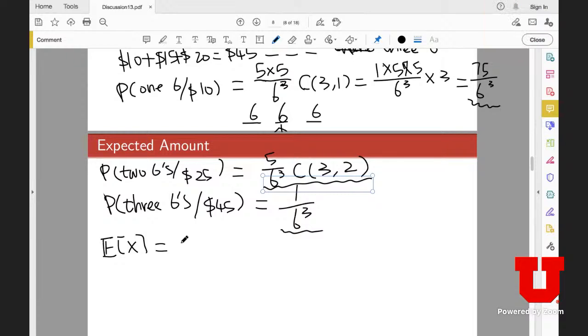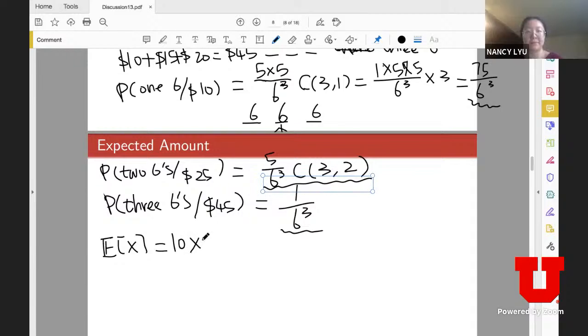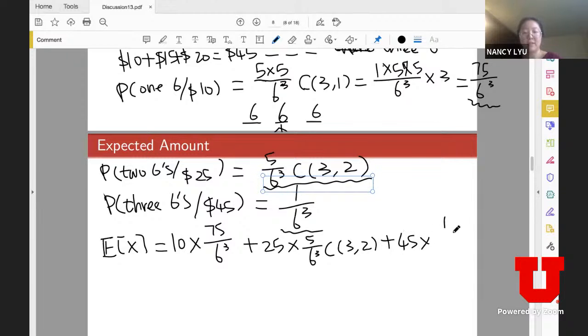Ten times the probability of 1 six, and then 25 times the probability of 2 sixes, and the same for 3. Yep, exactly. So I'm just going to substitute the numbers here, which represent the probability of getting 1 six, and 25 times the probability of getting 2 sixes, and 45 times the probability of getting 3 sixes.